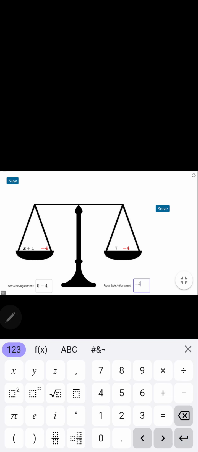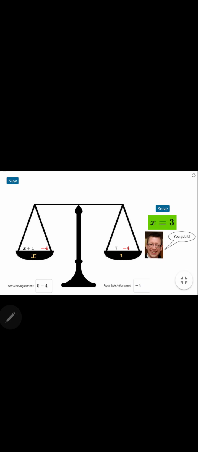Now we have balanced again. Once they're balanced, we're ready to solve the equation. Aha! And we find out that when you take the 4 off the left, you're left with just x on the left side. And when you take 4 off the right, you're left with just 3. And x is equal to 3 because they balance.